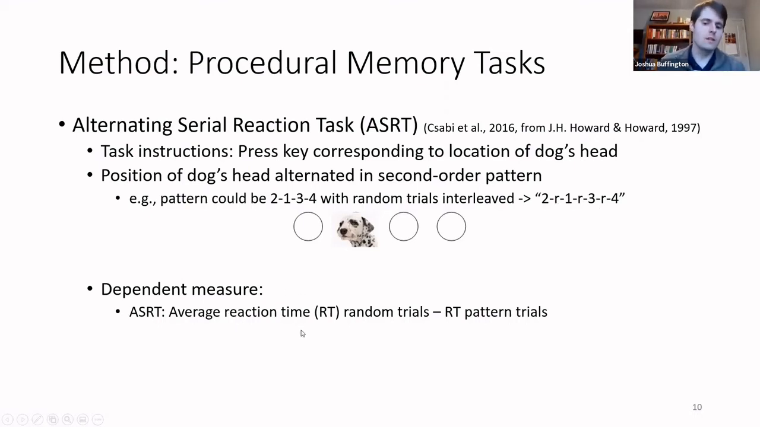For our dependent measure, we looked at the difference score between random trials and pattern trials, such that if participants are learning, we should see faster reaction times and a larger difference score.